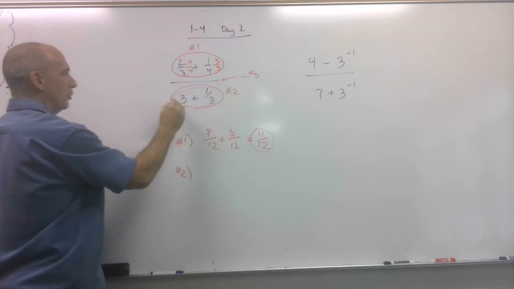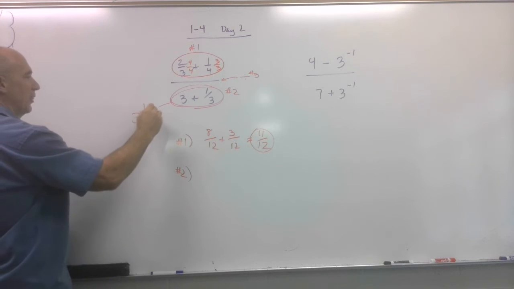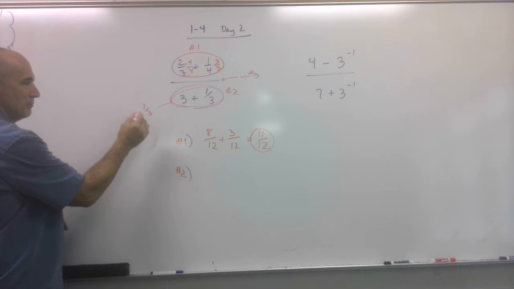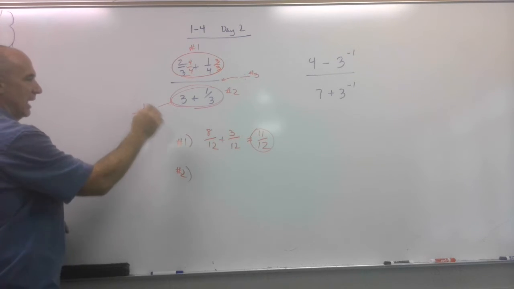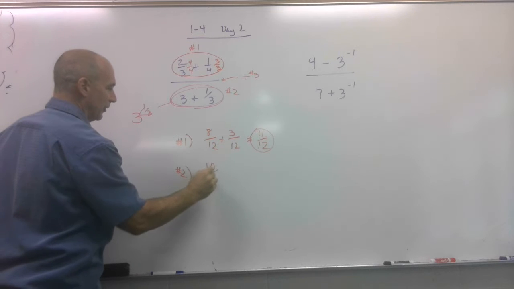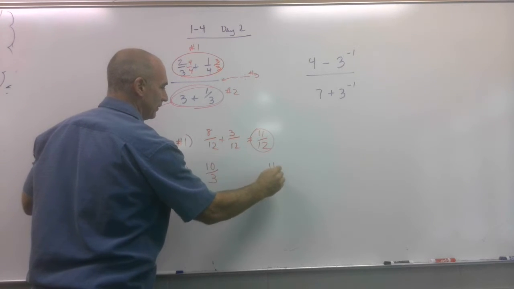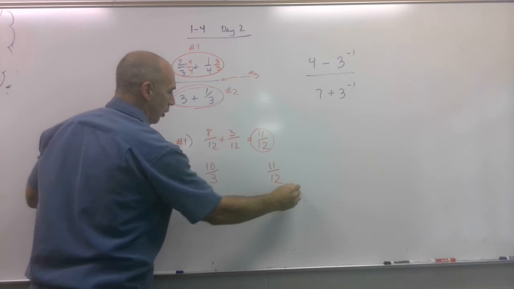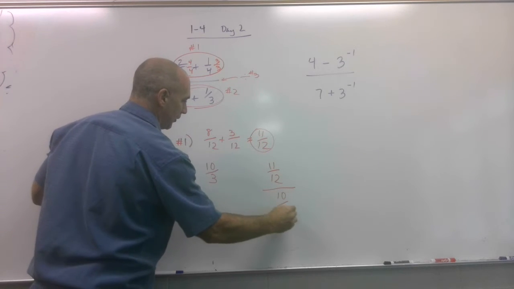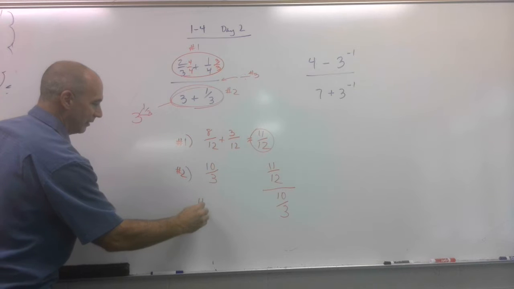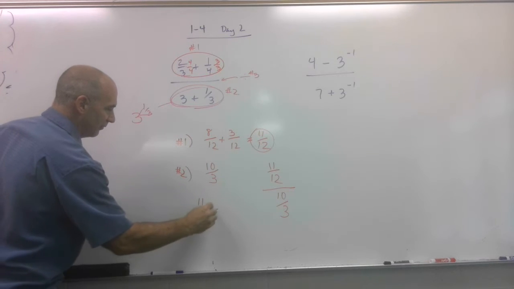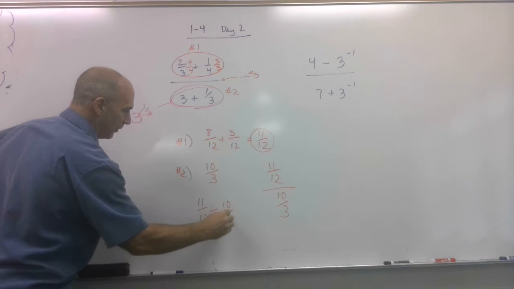Now number 2, that's pretty simple. There's a couple ways of doing this, but I'm going to think of it as 3 1/3. And I'm going to turn this mixed number into an improper fraction. 3 times 3 is 9, plus 1 is 10. So I just get 10/3. Now, this problem actually turns into 11/12 over 10/3, which is the same thing as 11/12 divided by 10/3.